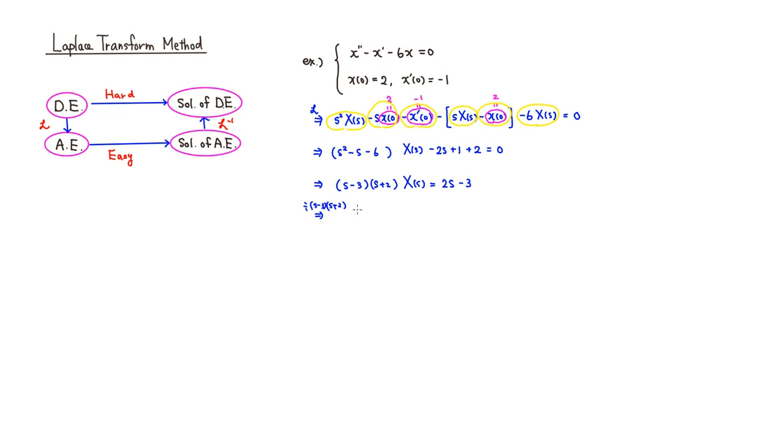So we have capital X of s is equal to 2s minus 3 over s minus 3 and s plus 2. So we found the solution, capital X of s. This is the solution of the algebraic equation. What we want to do is find the inverse Laplace transform of this solution, which is going to be x of t.